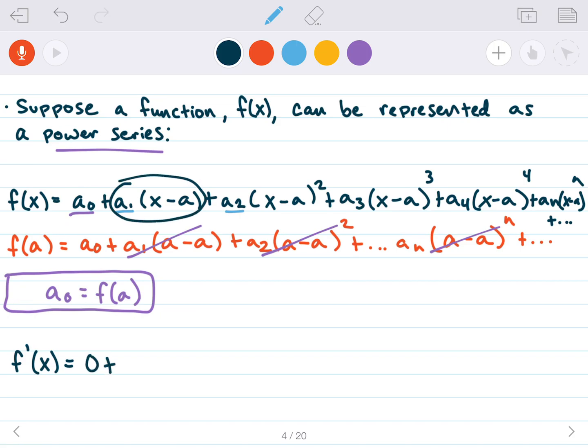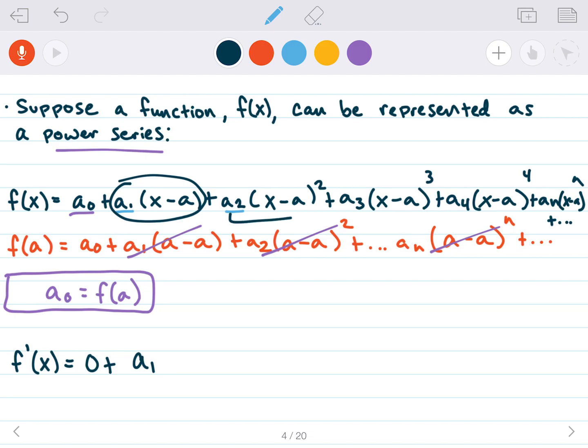Now, a sub 1 times x minus a, what's the derivative of that? Keep the first, product rule: keep the first times the derivative of the second. What's the derivative of x minus a constant? It's just 1, right? Keep the first times the derivative of the second, plus, now you keep the second times the derivative of the first. Well, derivative of a constant is 0, so that goes to simply a sub 1 times 1, which is just a sub 1. All right? So we have 0 plus a sub 1.